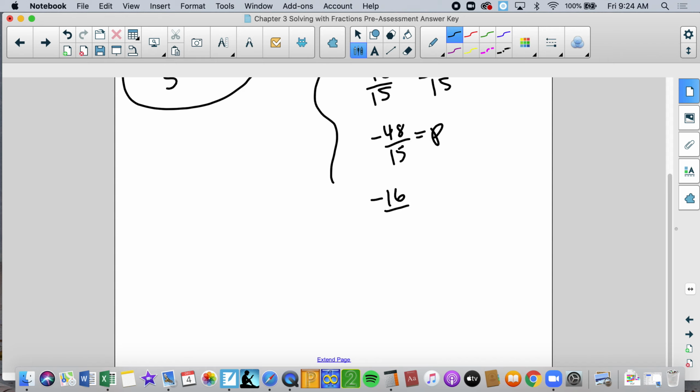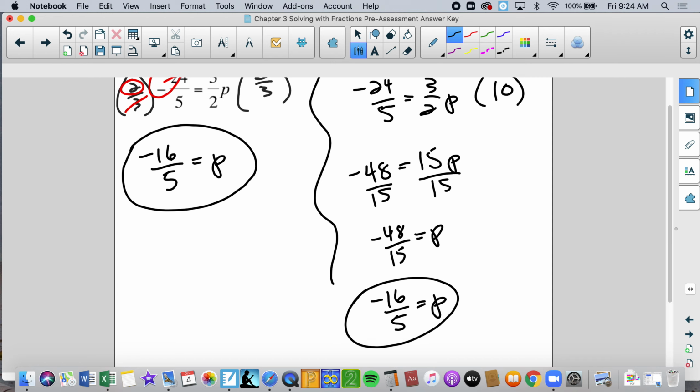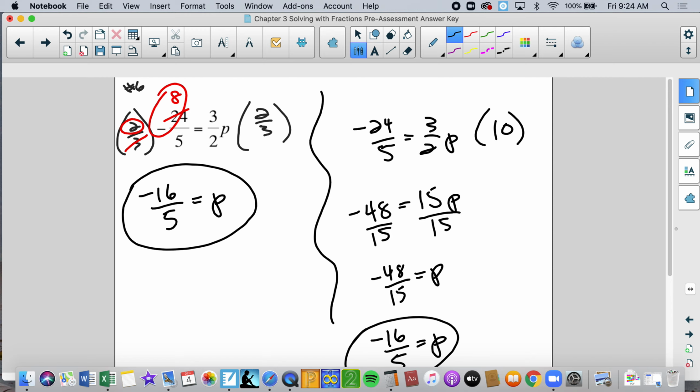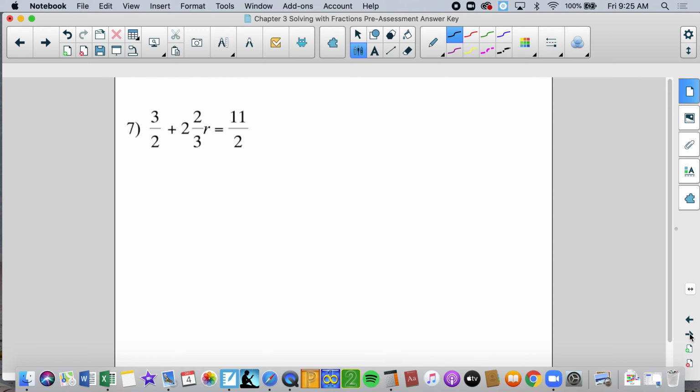Negative 16 over, what did I say, 3? 3 goes into 15 5 times. So I should get negative 16/5. Yes, good checking. Look at this, I'm so excited about my checking techniques.